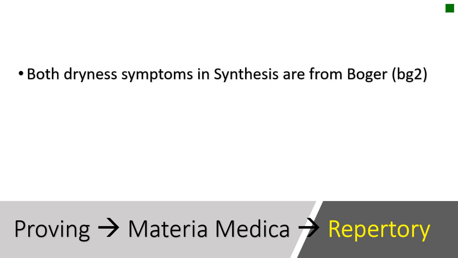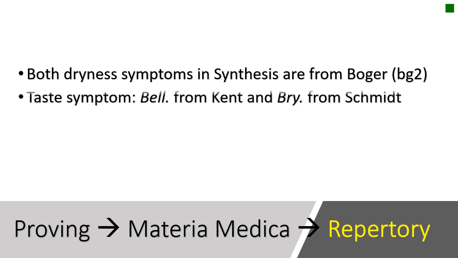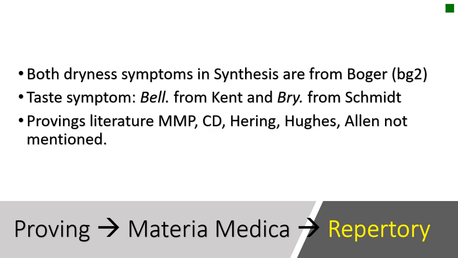So both the dryness symptoms in Synthesis, as I told you, are from Beaujeu. The taste symptom for belladonna is from Kent, and for bryonia is from Pierre Schmidt. Apparently they are clinical symptoms because they don't appear in any other source other than the one which I quoted earlier about the provings. In Synthesis, proving literature like the Materia Medica Pura, Hering, Hughes, Allen, are not mentioned for these particular symptoms.